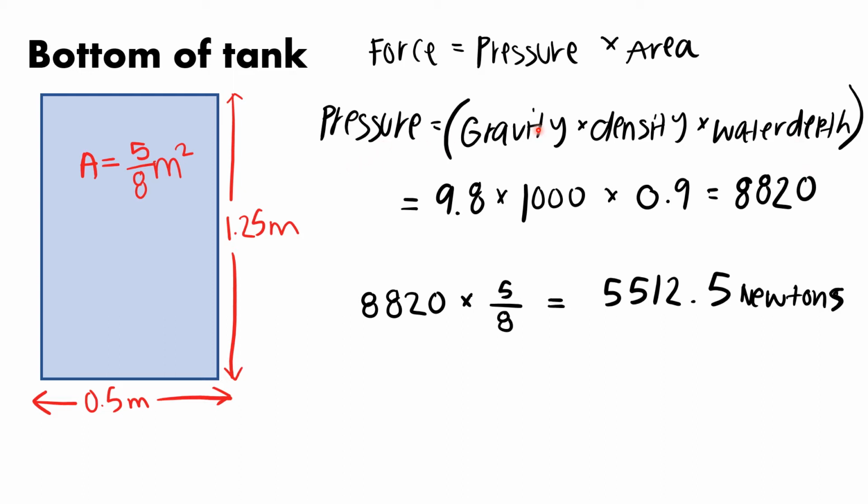So we know that the acceleration of gravity is 9.8. The density of water is 1,000, and the water depth is 0.9 meters because the height of the tank is 0.9 meters. Multiplying these, it will give us 8,820. And now that we have the pressure, we can multiply pressure by area. So pressure is 8,820 times 5 over 8, which is the area, and that will give us 5,512.5 newtons.